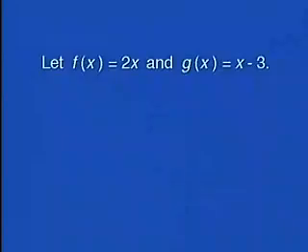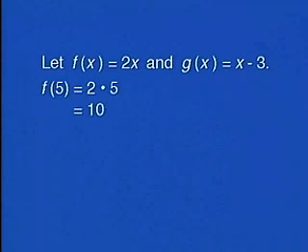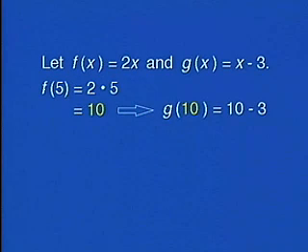Let's look at another operation called composition. I'm going to introduce this by looking at an example. Let's let f of x equal 2 times x and g of x equal x minus 3. Let's find f of 5. F of 5 is equal to 2 times 5, which is 10. What I'm going to do now is take that result, 10, and put it in for the x in g of x. So g of 10 is 10 minus 3, which is 7.